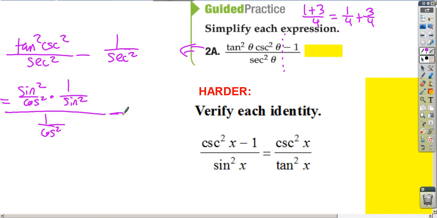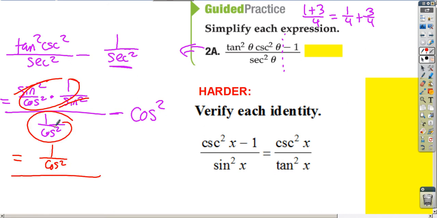Again, we're just following the principle, change everything into sines and cosines. This right here, 1 over sec squared, that's the same as cos squared. Remember, sec and cosine are reciprocals. So now hopefully it's clear why we did this, because when you change everything to sines and cosines, things start to appear. We have a sine squared on top and a sine squared on the bottom. Those will cancel. And then we're left with 1 over cos squared over 1 over cos squared. What's 1 over cos squared divided by itself? That whole thing is equal to 1.